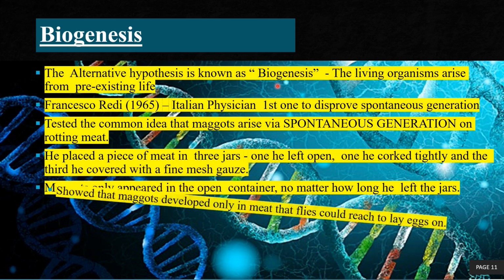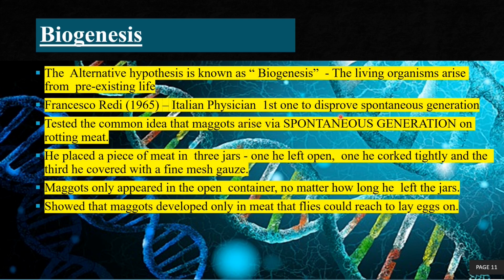An Italian scientist or physician was the first person who disproved the theory of spontaneous generation. And how did he do this? Now please keep your focus, because from now onwards we are going to discuss so many experiments. He tested the common idea we discussed in the earlier part of the video, that maggots, a type of insect, arise via spontaneous generation on rotting meat. So what he did, he placed a piece of meat in three different jars, and he created three conditions.